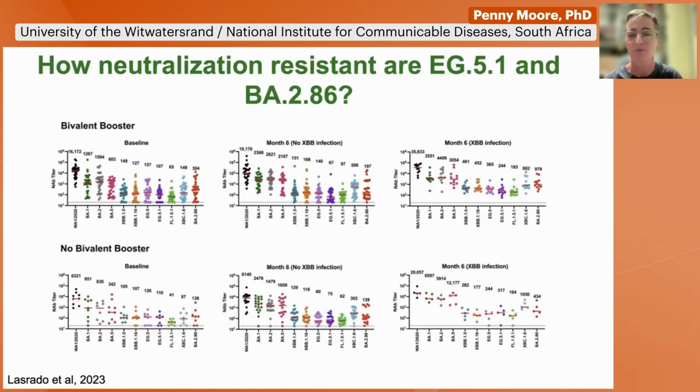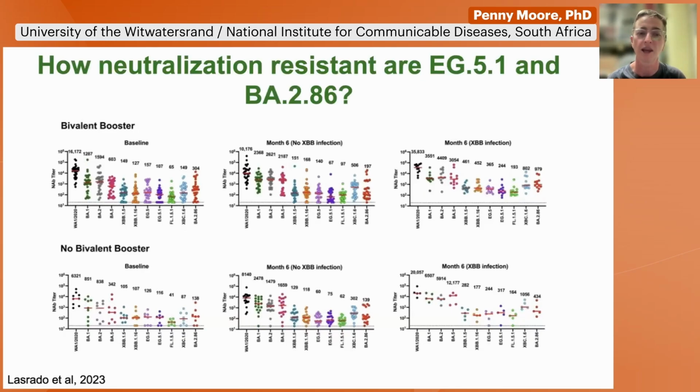This is data from Dan Barouch's group, again looking at 6 sets of sera at multiple different time points. On the far left of each of these is the ancestral variant, the most sensitive. So if you look at the top left, that is a titer of 1 in 16,000, which means you could dilute the blood 1 in 16,000 times and still see neutralization.